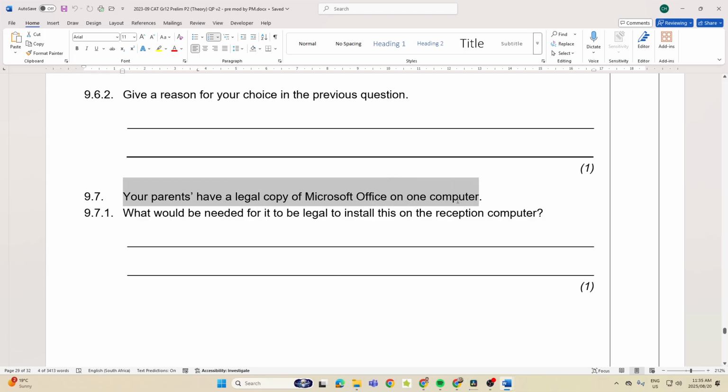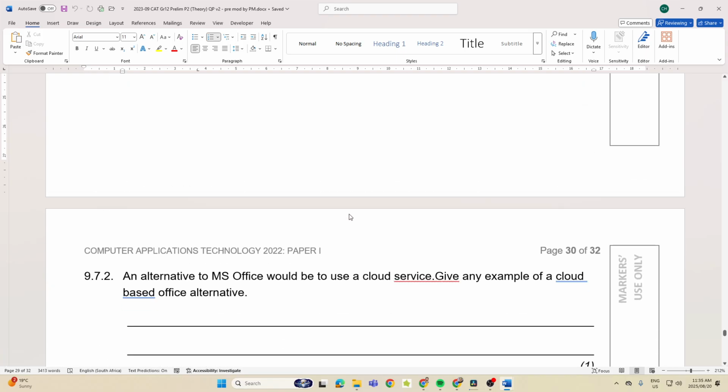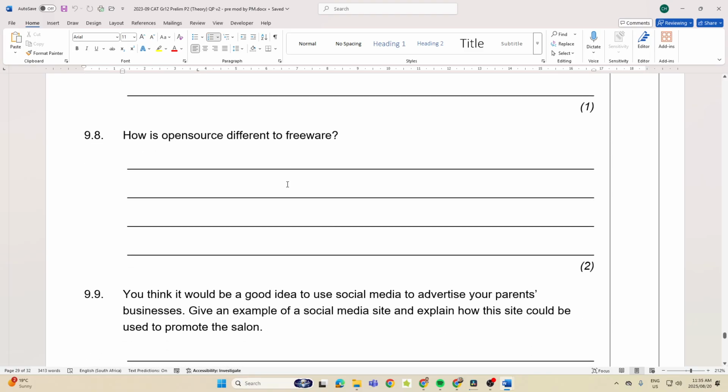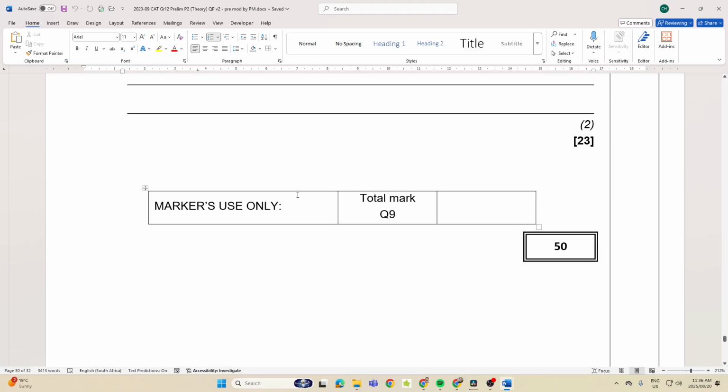Obtaining a legal copy of Microsoft Office. What would be needed for it to be legal? We need a license code, right? An alternative to MS Office would be to use a cloud service. What is meant by cloud-based Office or cloud-based computing? Freeware, shareware, these types of terms. Okay.